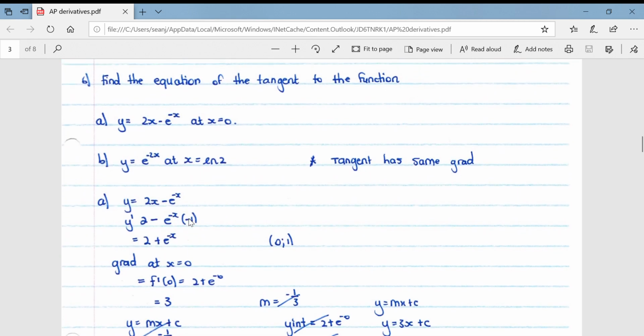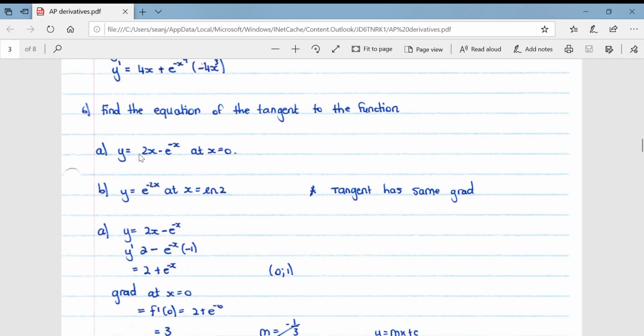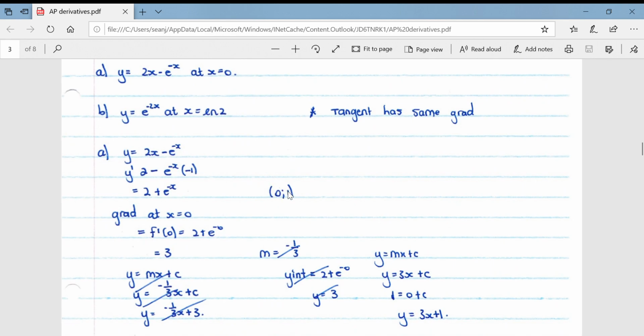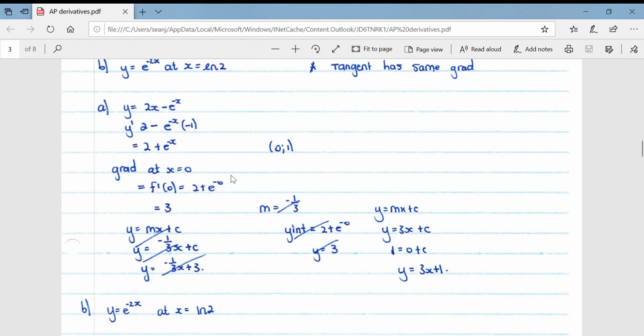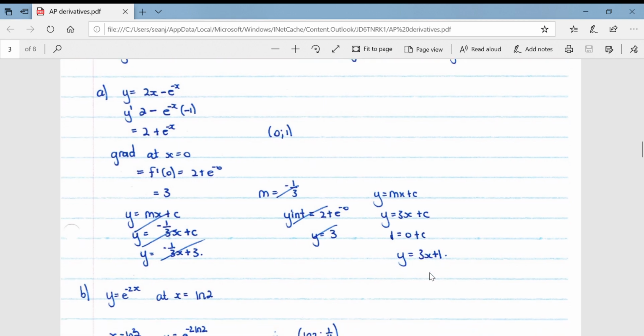Then you're given a point, so you must plug x equals 0 back into your original equation. Just remember, back into your original equation, not the derived equation, and you'll get your y point to be 1. Then all you do is you find the gradient at the point you asked for, so at x equals 0, which happens to be 3. Then you use your other point and you'll get y equals 3x plus 1.